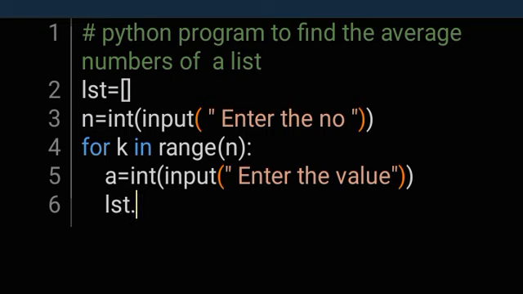List dot append. We use append to add the value, just input, into the list. So it has been added into our list. So the next one is we can get out of the loop. So already we have gotten the numbers, so we can sum and average.